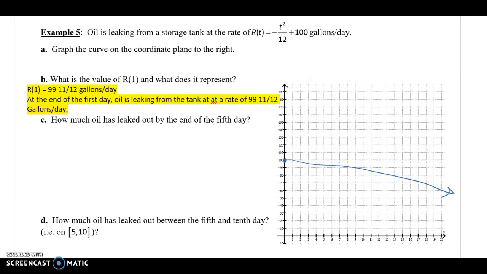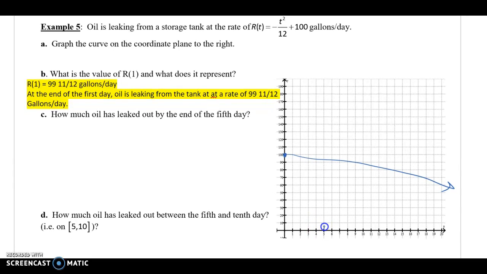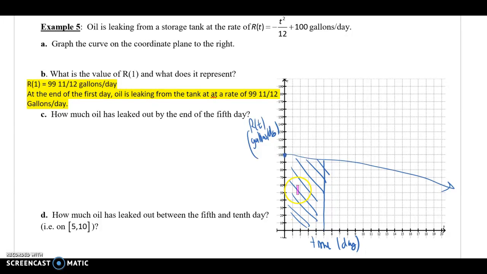Question C says, how much oil has leaked out by the end of the 5th day? So I'll come over to the graph, draw in that vertical line, and I want to figure out how much oil is in this region. Now, if I look at my graph, the vertical axis is R of T, and that is in gallons per day. And the horizontal axis is time in days. So as I look, what does the area of this region represent?